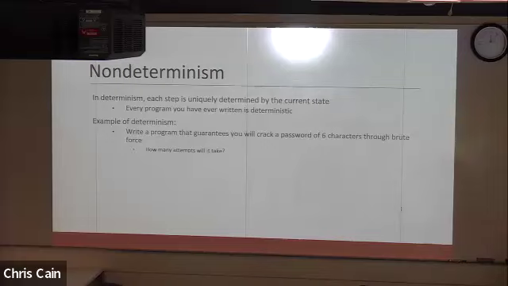So non-determinism can be thought of as, instead of trying to search for the answer, you are given the answer and then just need to verify the answer.